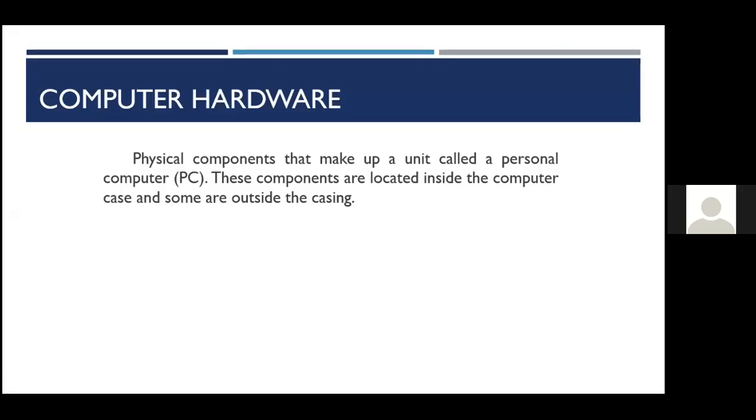So let's start our material. Computer hardware. Computer hardware is physical components that make up a unit called a personal computer. These components are located inside the computer case, and some are on the outside of the casing.